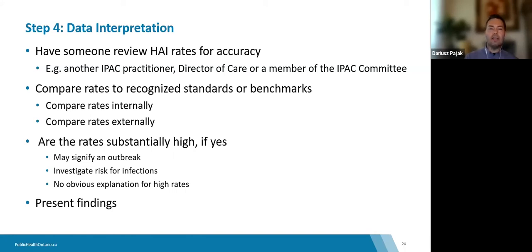And the reason for that is it's always good to have a second pair of eyes. And this is almost a redundant step or a safeguard to make sure that the data you've collected and analyzed have been collected accurately and analyzed as they should be, so the information is accurate. If possible, you do want to compare your rates to previous surveillance periods within your home. This is often called internal benchmarking or looking at the baseline comparison from the past.